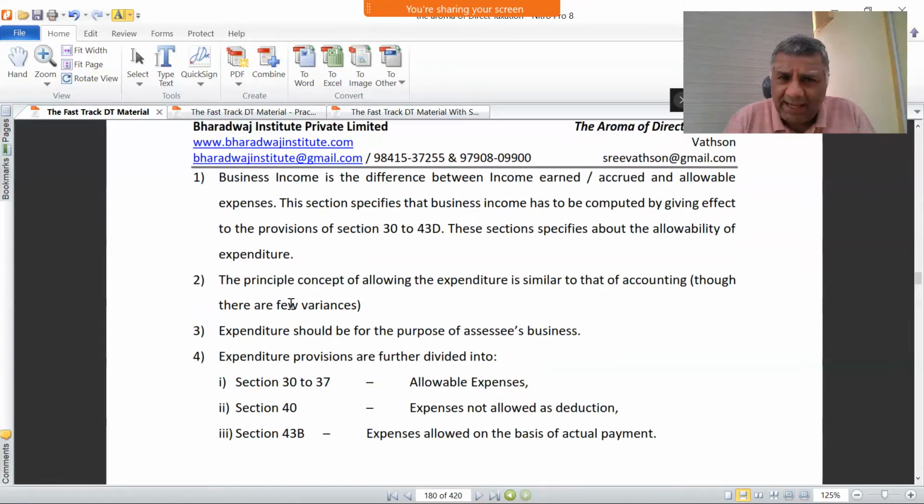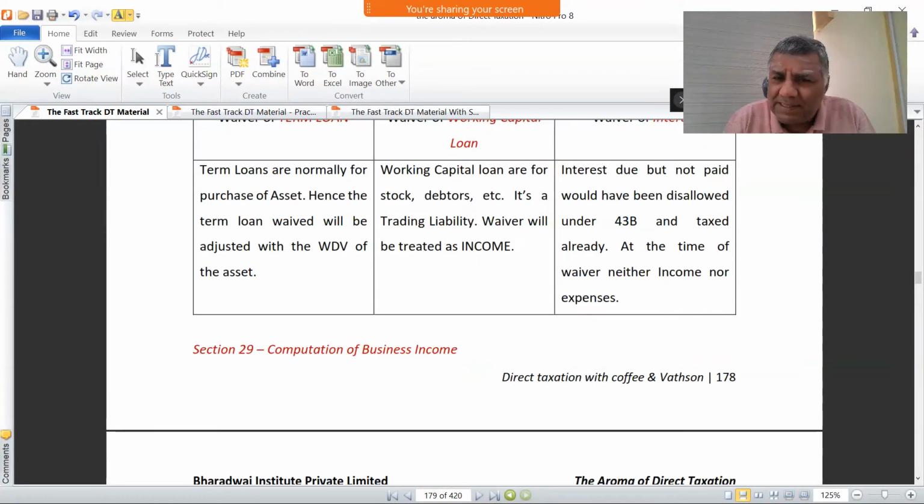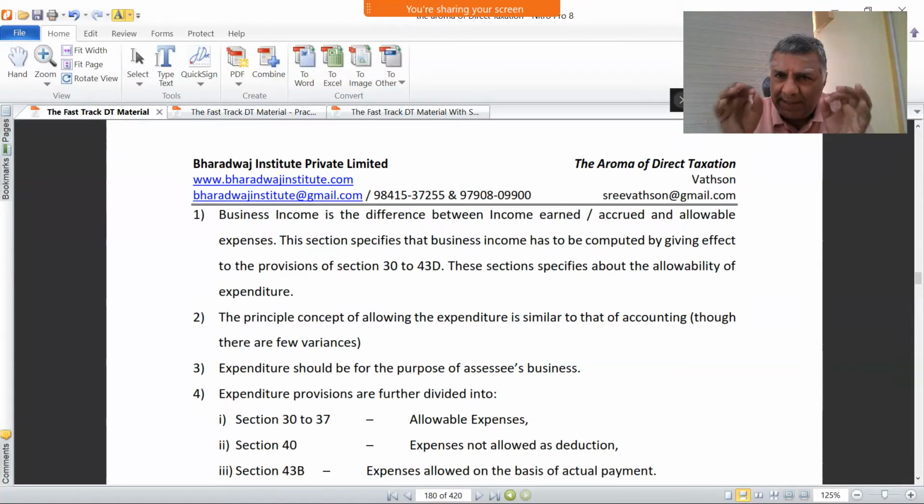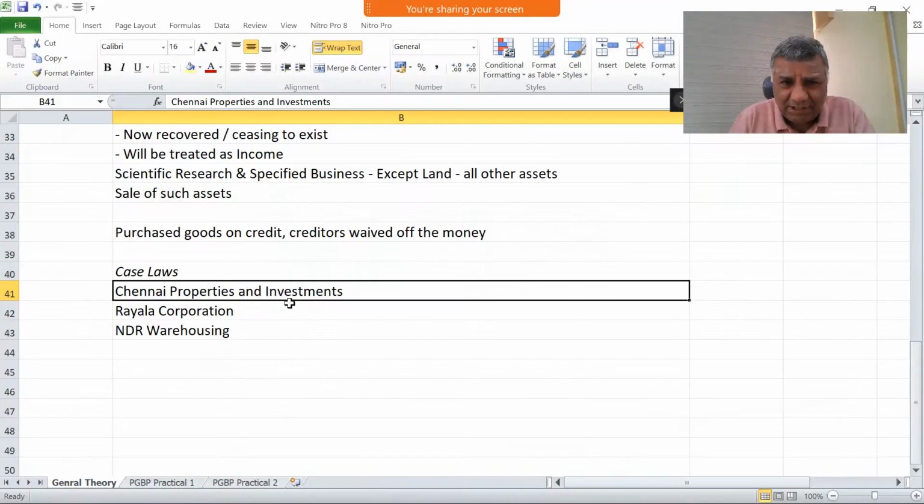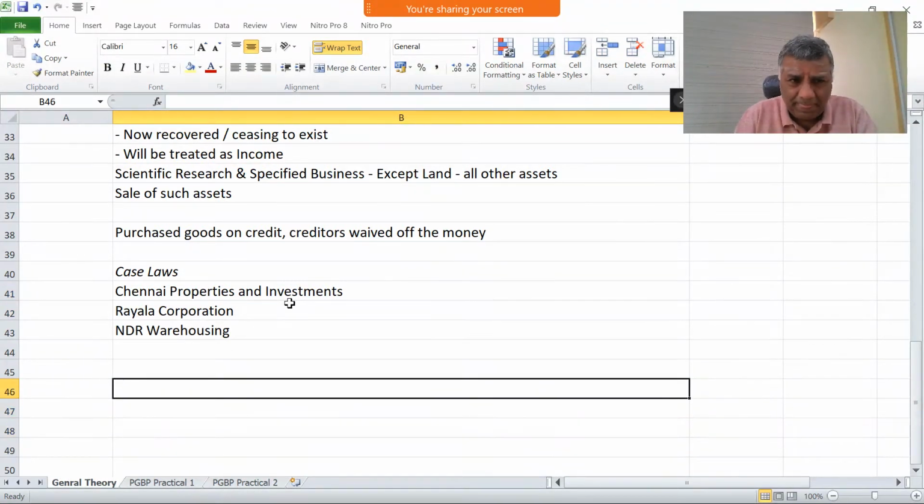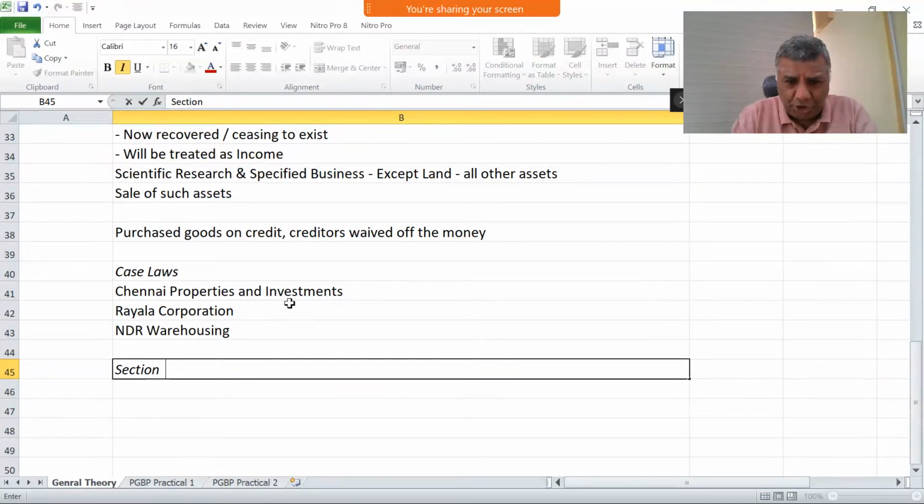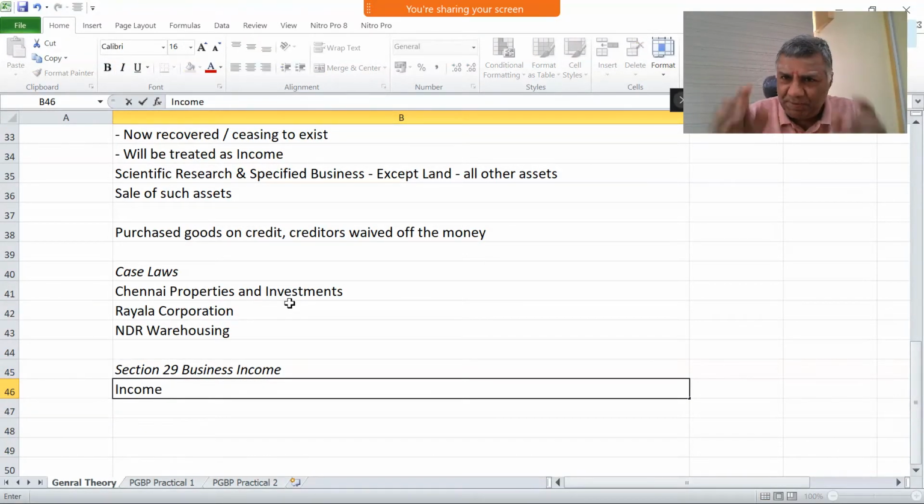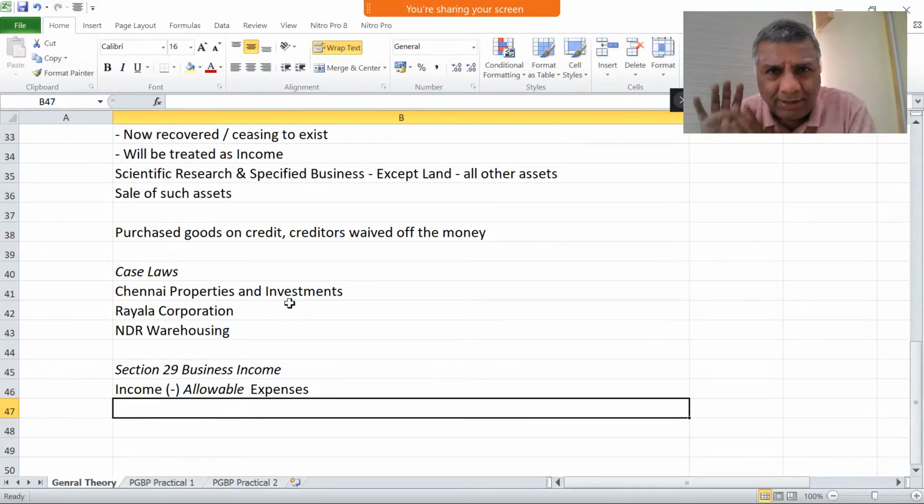Section 29 of the Act says how to compute business income. Difference between revenue, very simple. In our income tax law, Section 29, business income, which we all know, 28 and 41, minus allowable expenses. So the stress is on the word allowable.